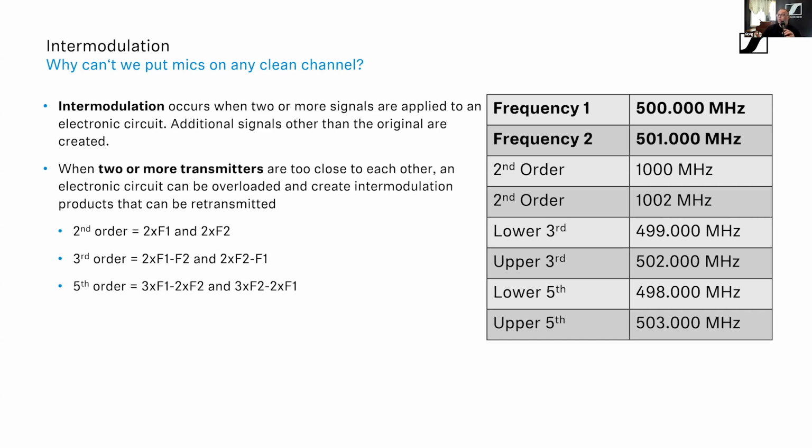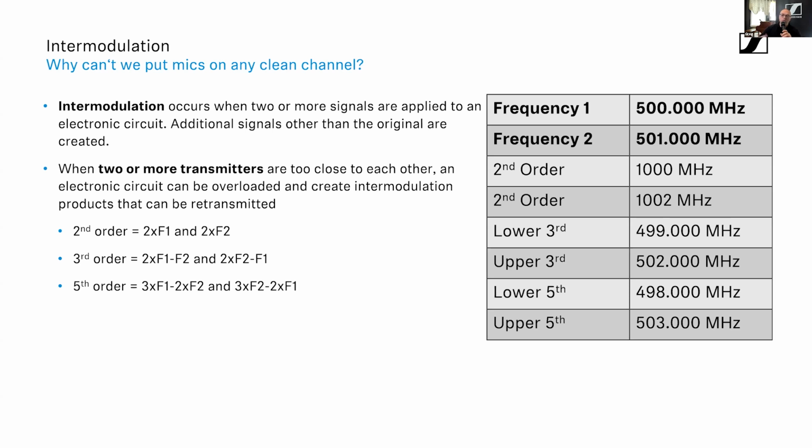You need to find where those frequencies are going to be, because if I want to put a third microphone somewhere, I need to make sure I avoid all of these, right? So in an example where we have one wireless microphone on 500 megahertz and another wireless microphone on 501 megahertz, this is how we do the math to calculate where it's going to be.